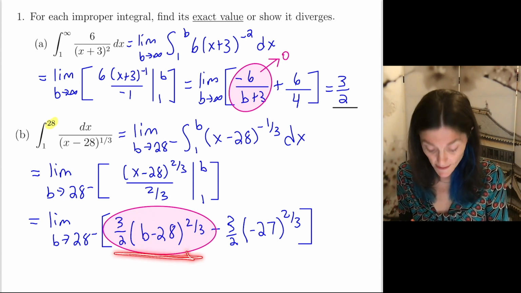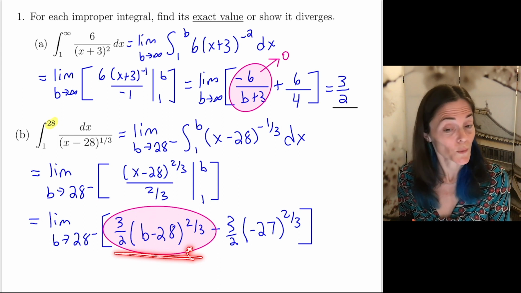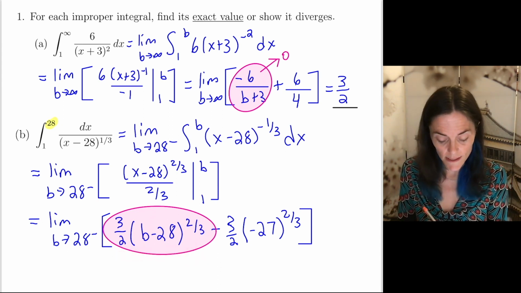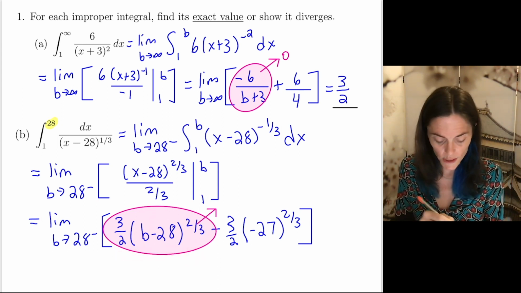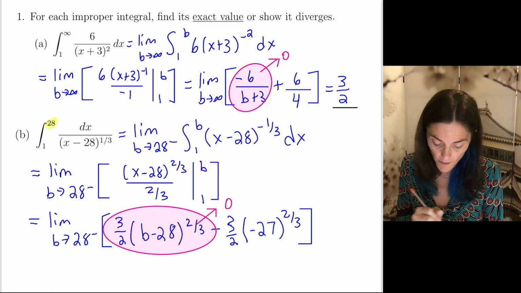Well, this part here is continuous at 28. And so I just evaluate. 28 minus 28 is 0. So this part approaches 0. And this is another convergent improper integral.